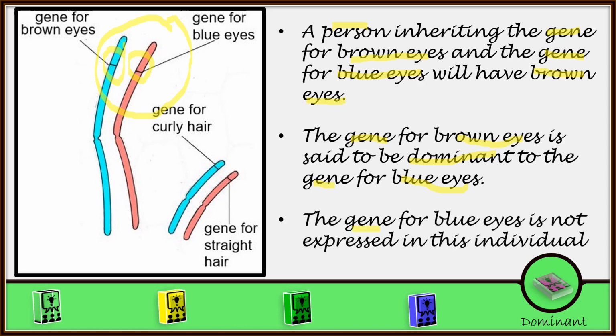The gene for the blue eyes is not expressed in this individual. So you are finding that this gene for the blue eye is not going to express itself because it is being dominated by the gene of the brown eye. It does not mean that it is not existing. It is existing, but it is going to be suppressed. It will not be allowed to express itself.